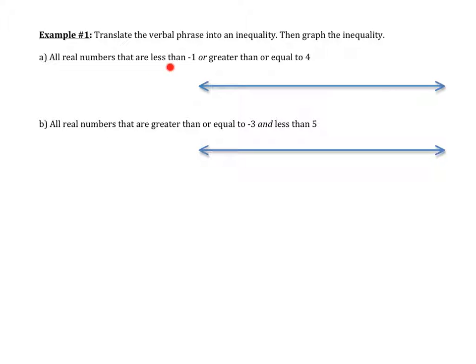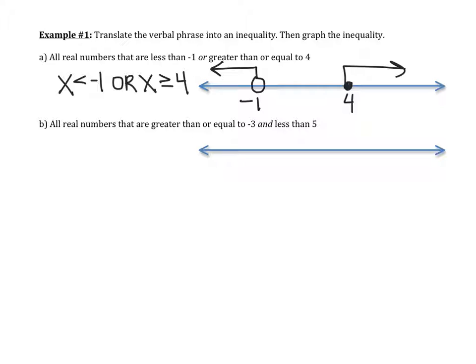So all real numbers that are less than -1, I would just write that as x is less than -1, or greater than or equal to 4. So x is greater than or equal to 4. I cannot write that as one compound inequality like I can with and situations, so I'm just going to leave it as that and then graph it. So I would have an open circle at -1 going to the left and a filled in circle at 4 going to the right.